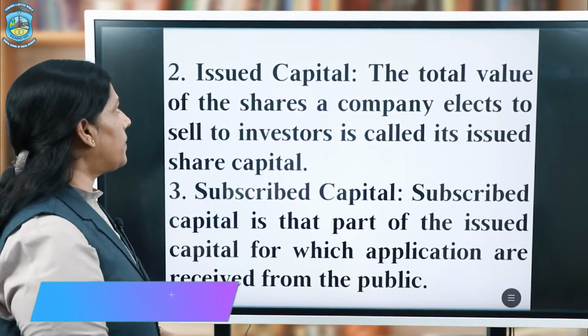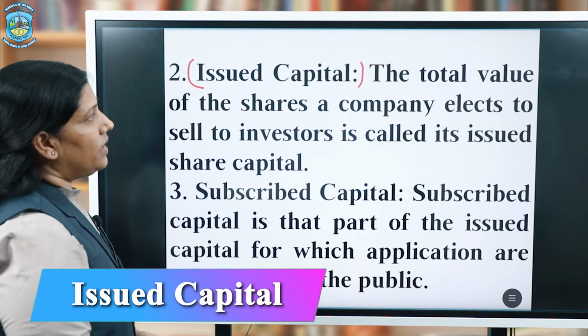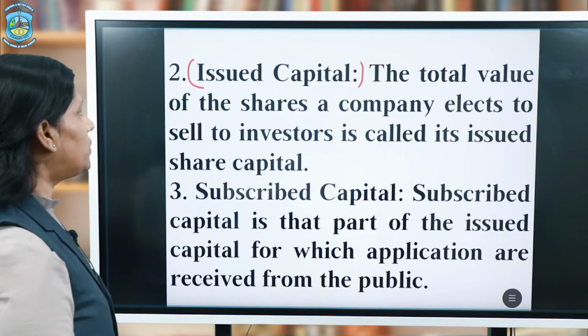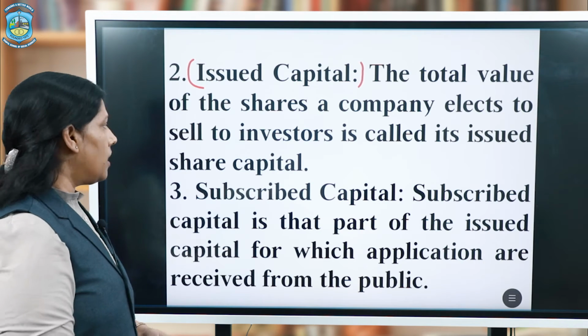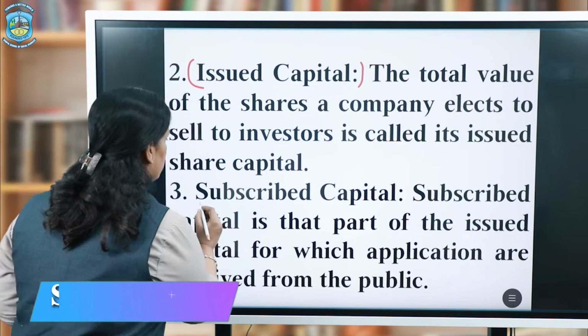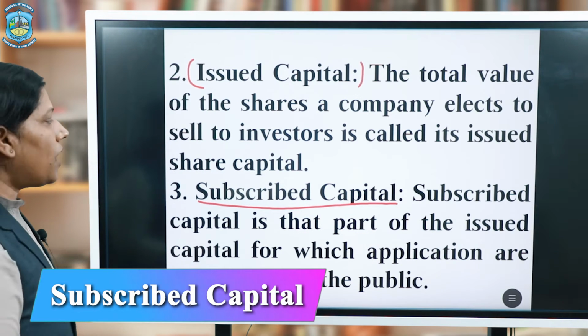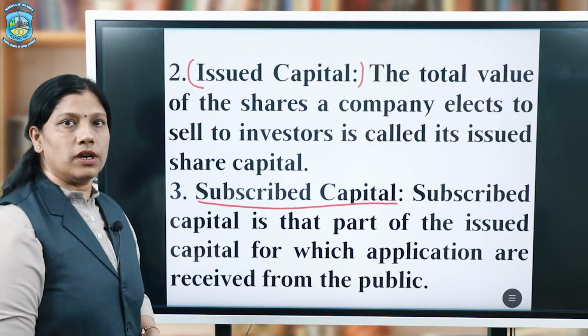The second type of capital is known as issued capital. Now let us learn its meaning. The total value of the shares a company elects to sell to its investors is called its issued share capital. The third type is known as subscribed capital. Basically, subscribed capital is that part of the issued capital for which applications are received from the public.